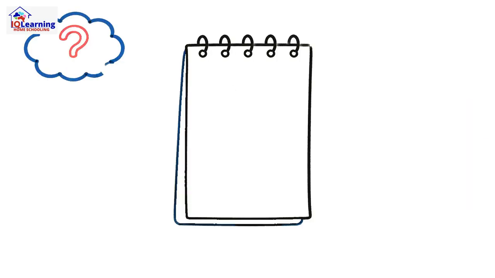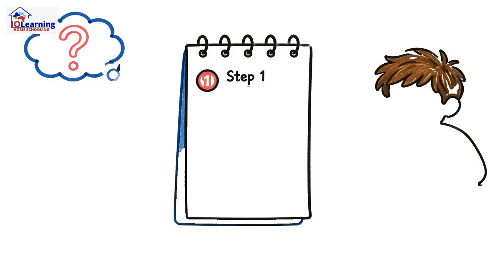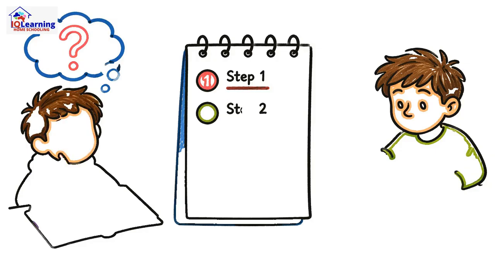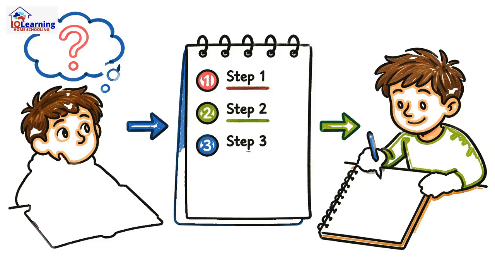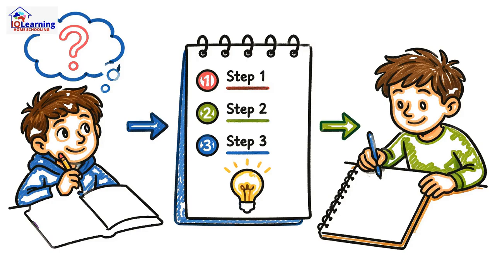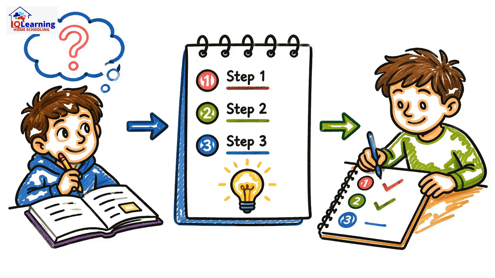First, you need a blueprint. Read the problem to understand the goal. Make a plan. First, I'll add the costs, then I'll subtract from my budget. Then execute that plan, step by step, keeping your work neat.